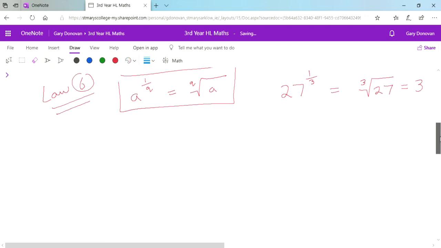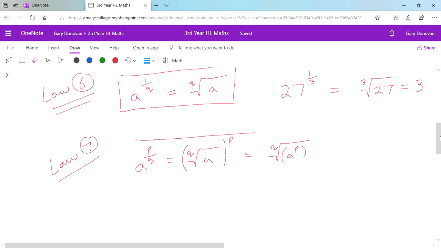And the last law we're going to do today, law 7, is any number A to the power of P over Q is equal to, and this one's a tricky one, so the denominator, the Q, means it's the Q root of A, but also all of your answer then is to the power of P. And there's another way you can write that. You can also write it like this, same thing, so either way. But usually you're using this first one here.